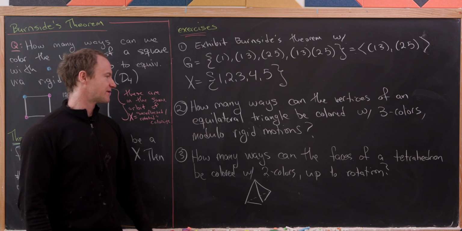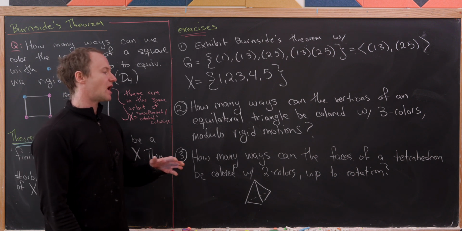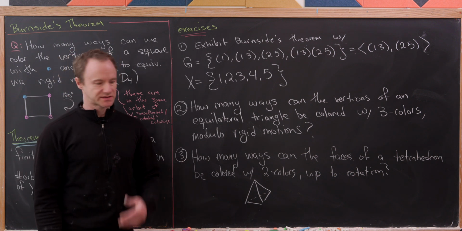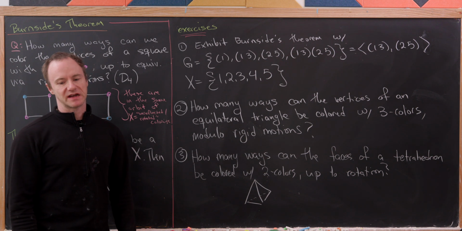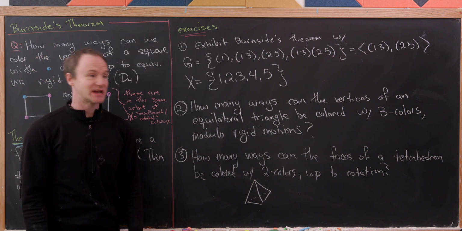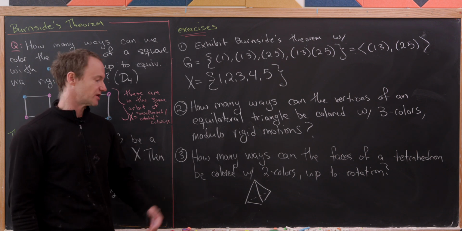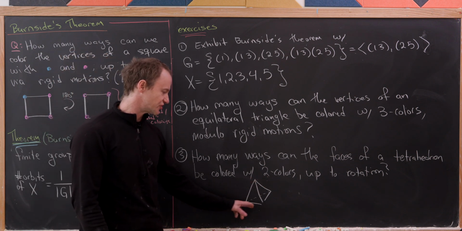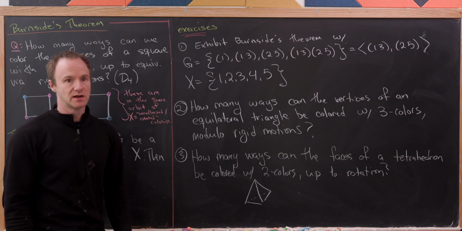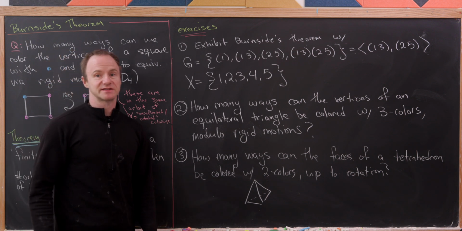Next, how many ways can the vertices of an equilateral triangle be colored with 3 colors modulo rigid motions? And so that would be all of the dihedral group. And then next, how many ways can the faces of a tetrahedron be colored with 2 colors up to rotation? So let's just recall a tetrahedron is this like 4-sided 3-dimensional shape that I've drawn down here. And that's a good place to stop.